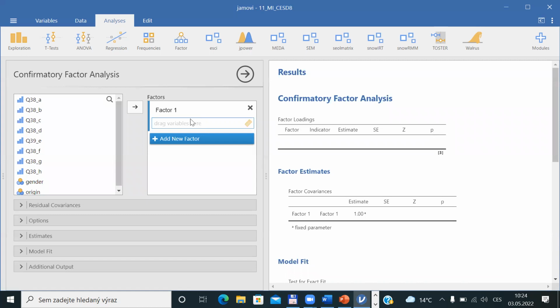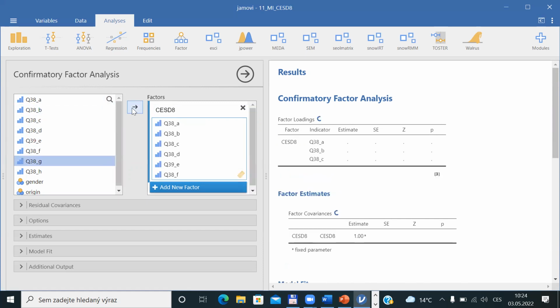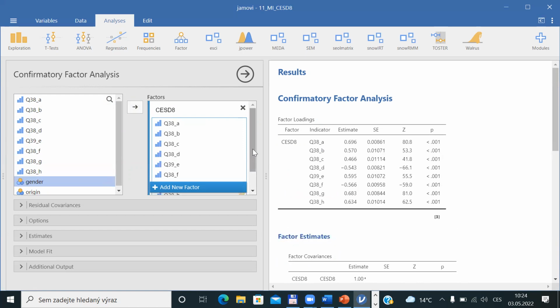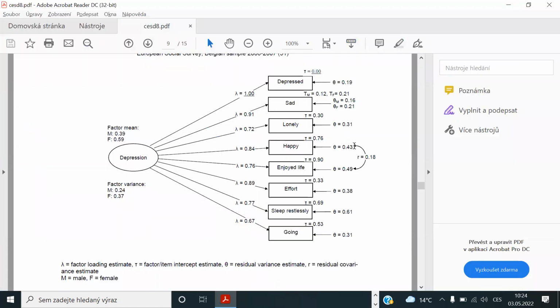So first of all, I would like to define that my factor will be called CESD8. And we would move 8 variables to the right window. So here it is, it's defined here currently. And once again, we know from previous discussion, here's the picture, that residual terms for happy and enjoy life, that's item D and F, should be correlated.